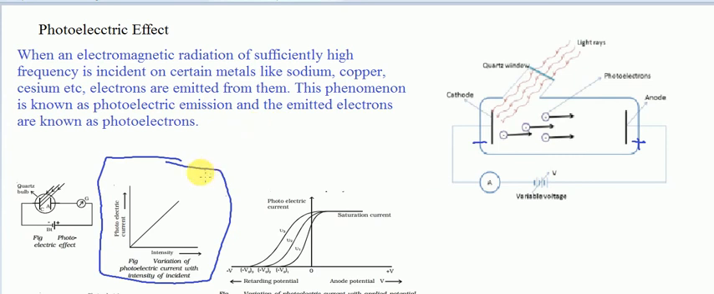Remember, we are changing intensity, we are not changing frequency. For example, red light is incident on it. Red light has a fixed frequency, but we are changing the intensity. Or we are using yellow light, and then changing the intensity. So we are not changing the color, we are not changing the frequency.